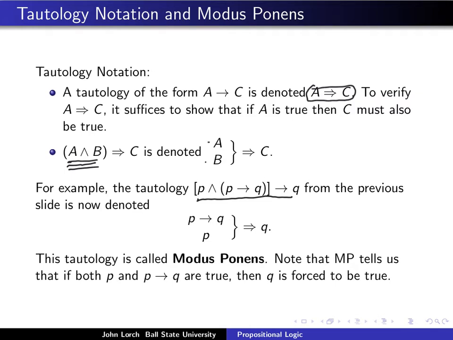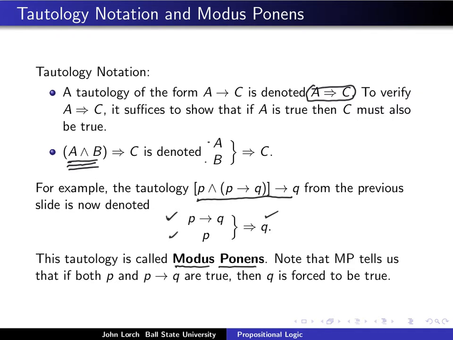So we can infer Q from P and if P then Q. Okay, so that tautology that we just mentioned a moment ago has a name. It's called modus ponens.